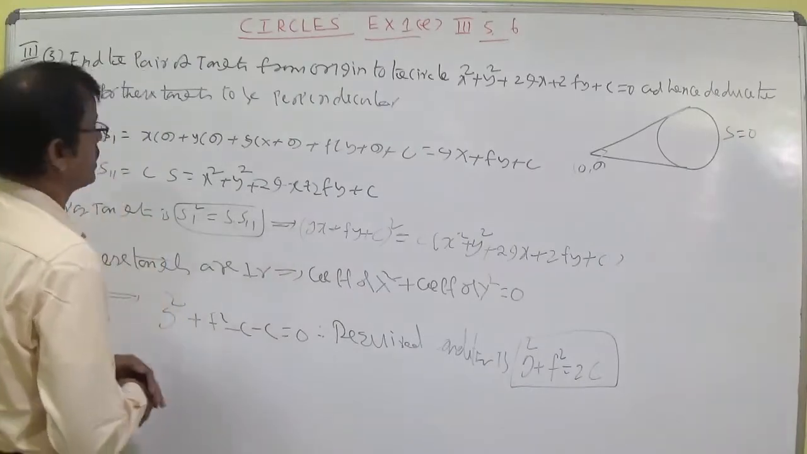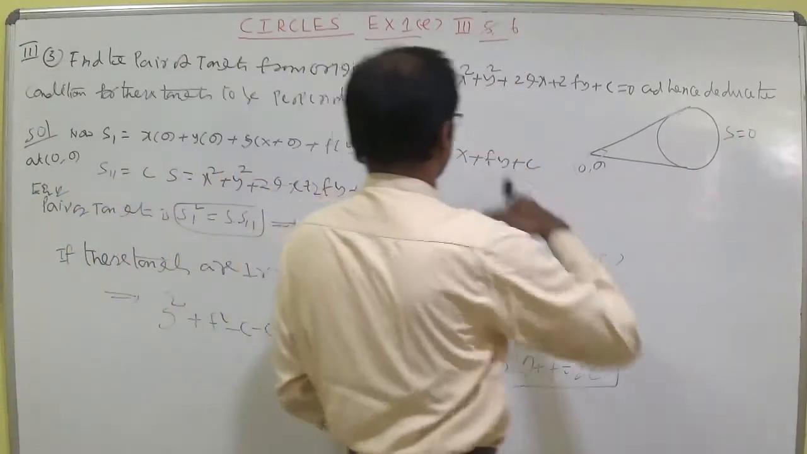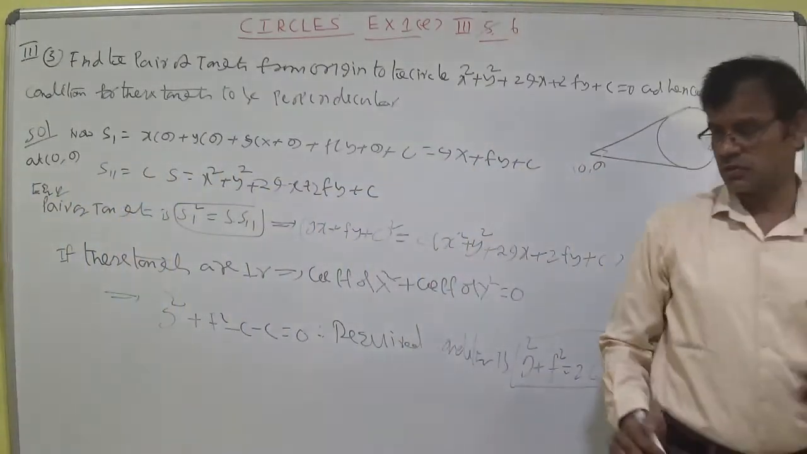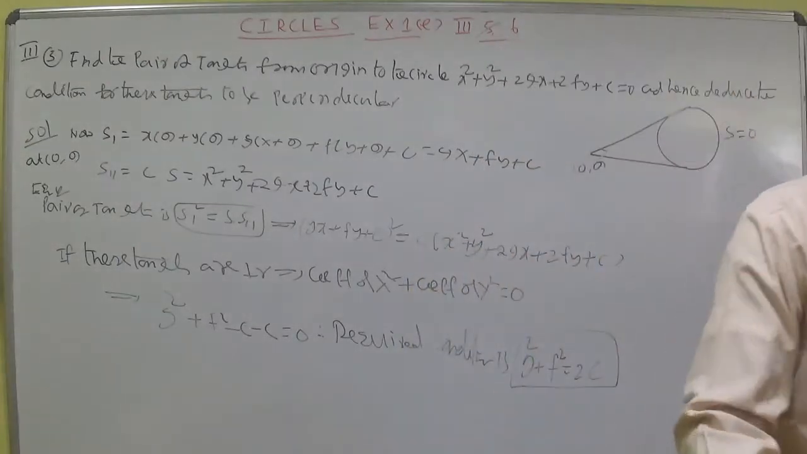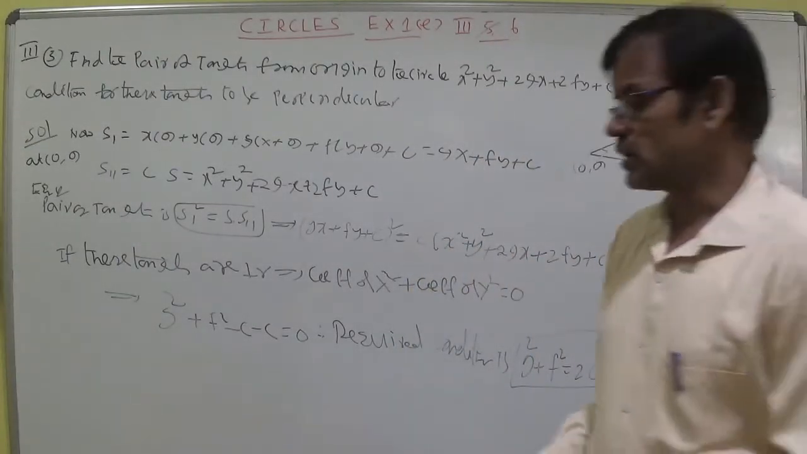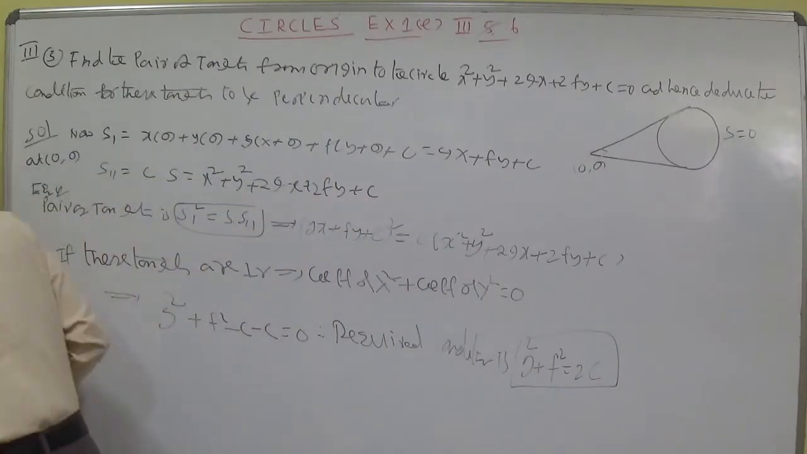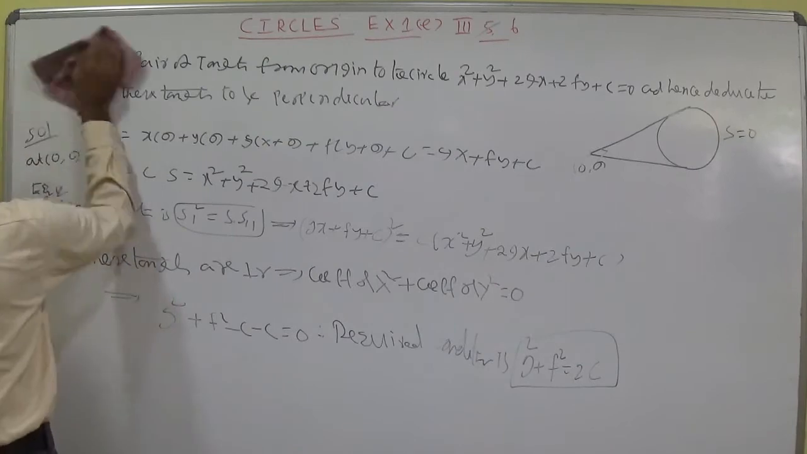Okay, next let us discuss the 6th question, Roman number 3, 6th question. That is also in the objective, level 2 I think, or maybe in level 3 also.